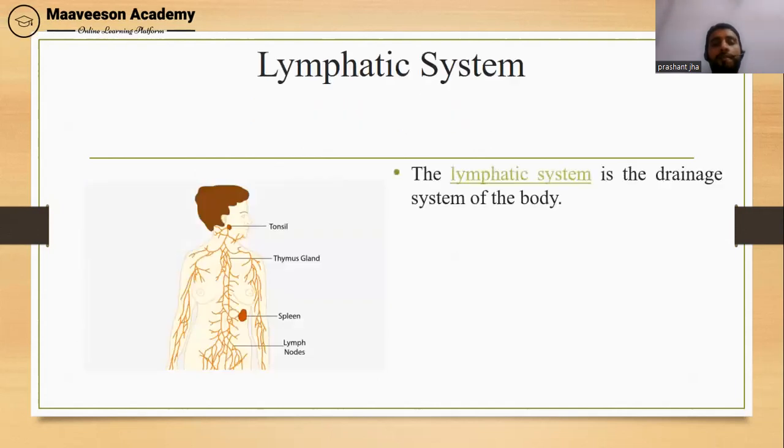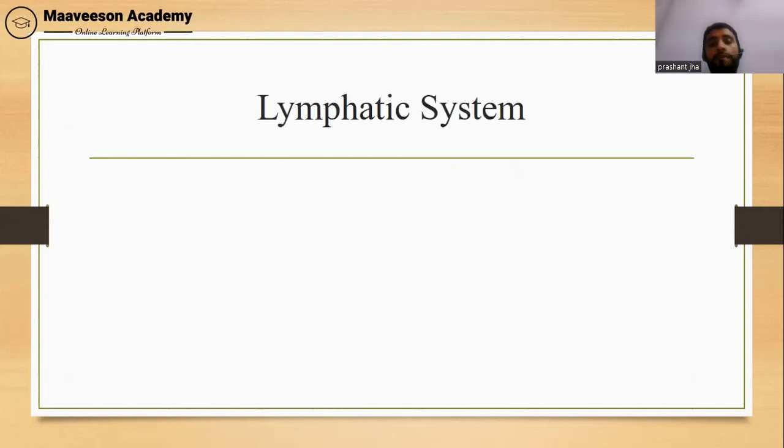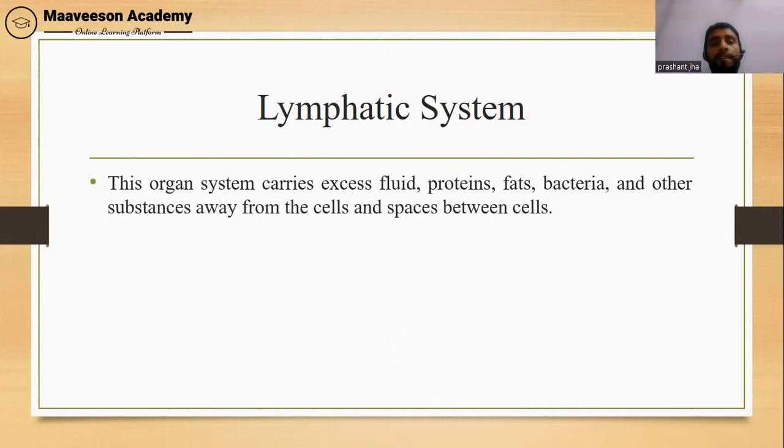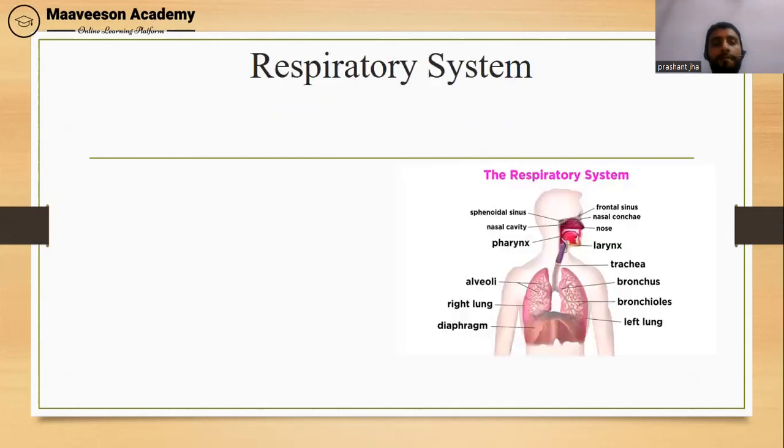Next is the lymphatic system. It is a drainage system of our body. It plays an important role in your immunity, blood pressure regulation, and digestion, as well as other functions. This organ system carries the excess fluid, proteins, fat, bacteria, and other substances away from the cells and spaces between cells. It does this using the lymph vessels, lymph nodes, lymph ducts, and various glands.